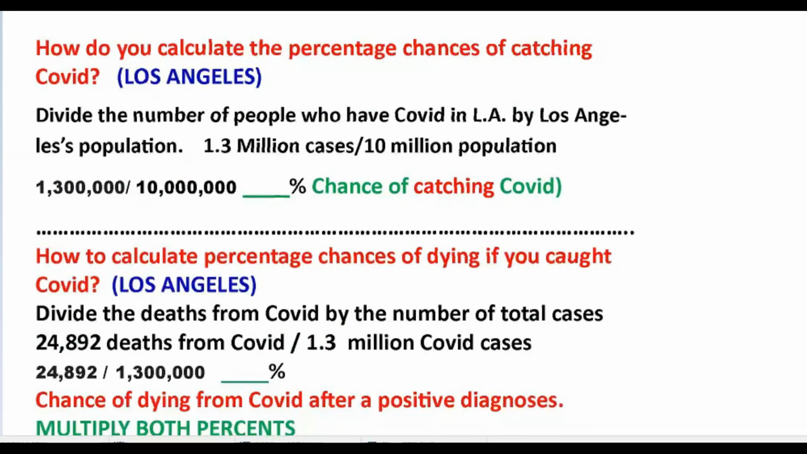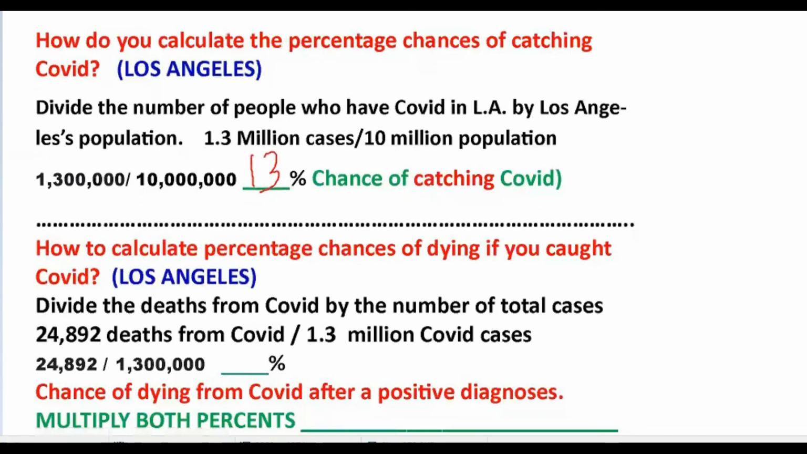All right, now we're here on Los Angeles. How do you calculate the percentage chances of catching COVID in Los Angeles? Well, you need to divide the number of people who have COVID in LA by the Los Angeles county's population. You have 1.3 million cases here in Los Angeles, and you have 10 million people in the population. So if you do your math correctly, you can actually see this is 13%. So you have a 13% chance of catching COVID here in Los Angeles.